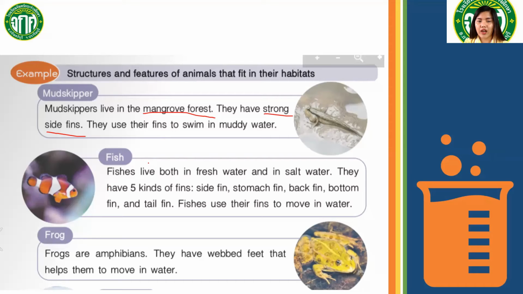Okay, next we have here fish. Fishes live both in fresh water and in salt water. They have 5 kinds of fins. We have side fin, stomach fin, back fin, bottom fin, and tail fin. Fishes use their fins to move in water. So for them to be able to move in water, they have these 5 kinds of fins for them to be able to survive.